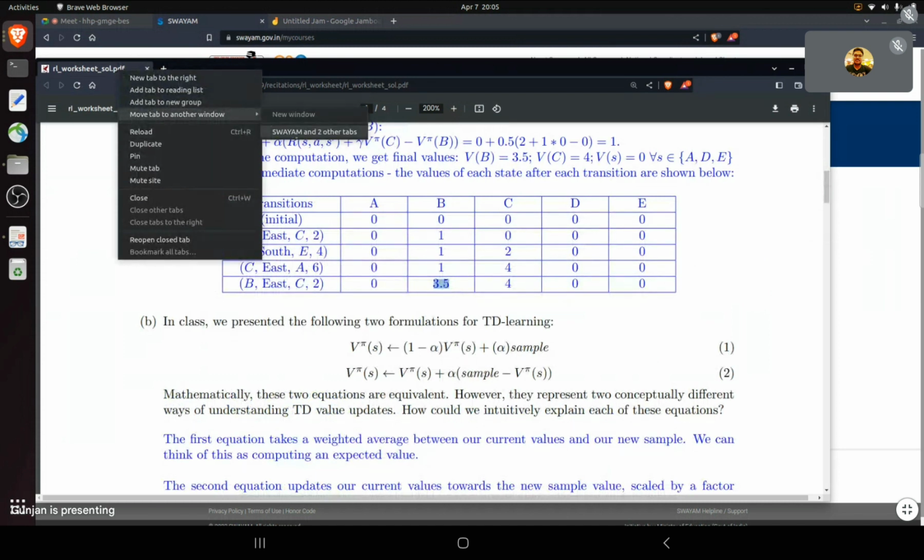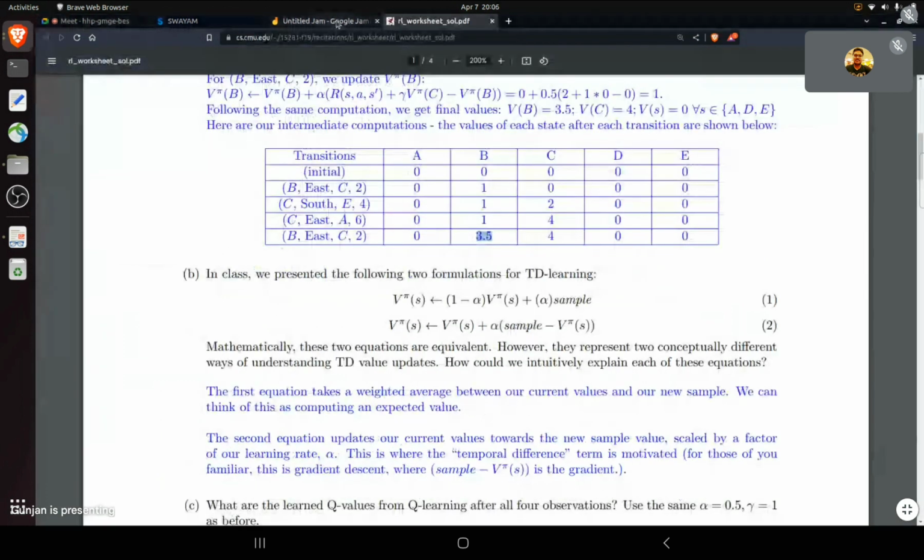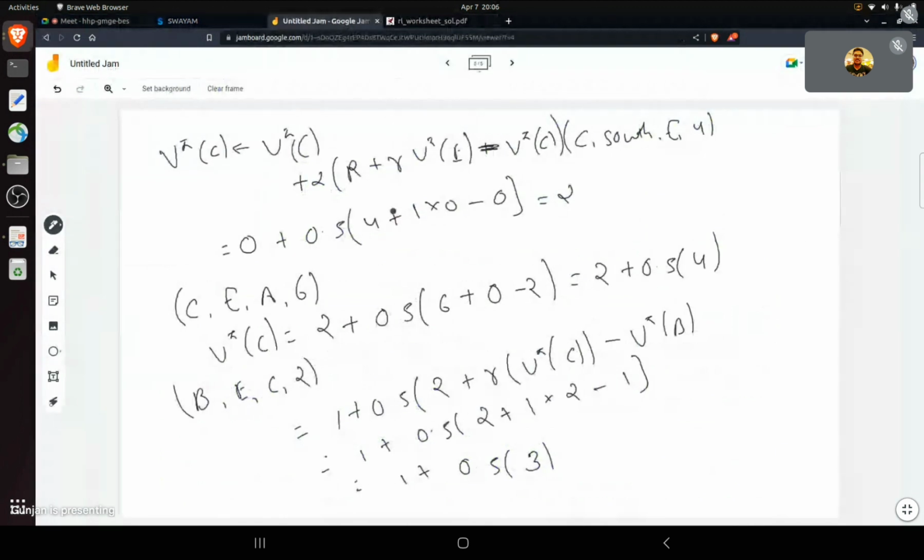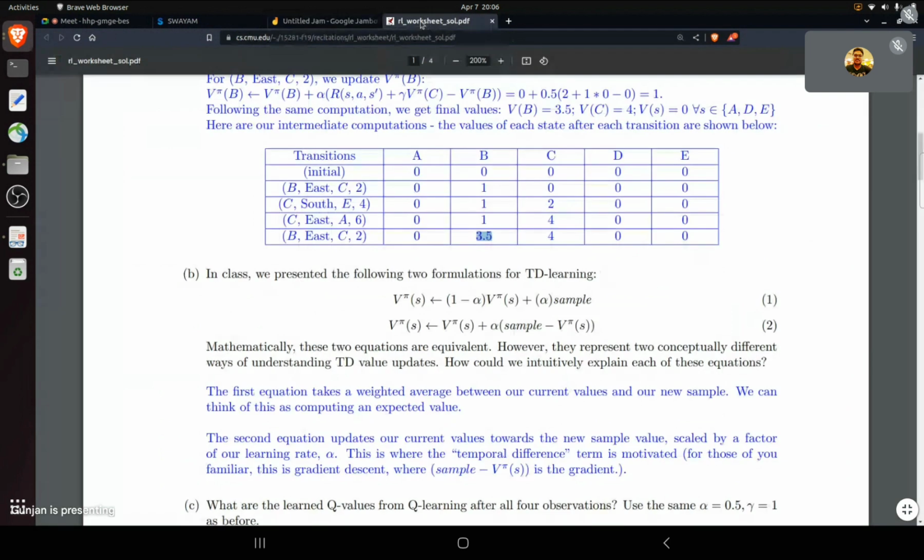Is this what we got? No, we got some other value. We got 2.5, and here it says 3.5. How did that happen? Okay, let me just see once again.